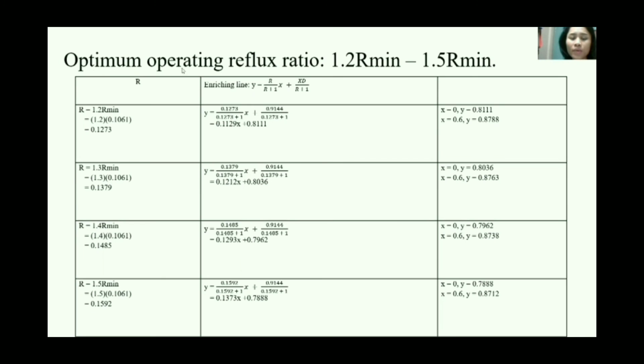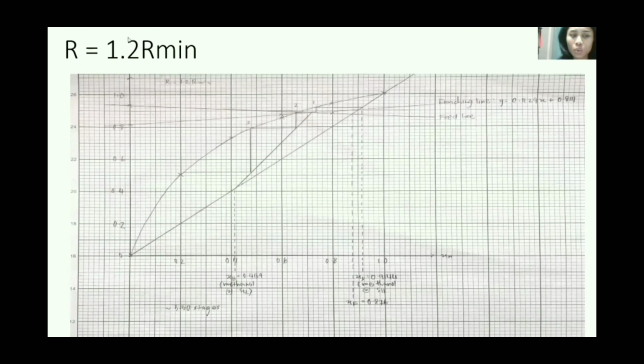Since the optimum operating reflux ratio falls within this range, we are going to plot 4 graphs to make sure that we get the least number of stages. To do so, we are going to calculate the enriching lines for 1.2 R min all the way to 1.5 R min. Take 2 trial and error x values to compute our y. For reflux ratio equal to 1.2 R min, this is how our graph is supposed to look.